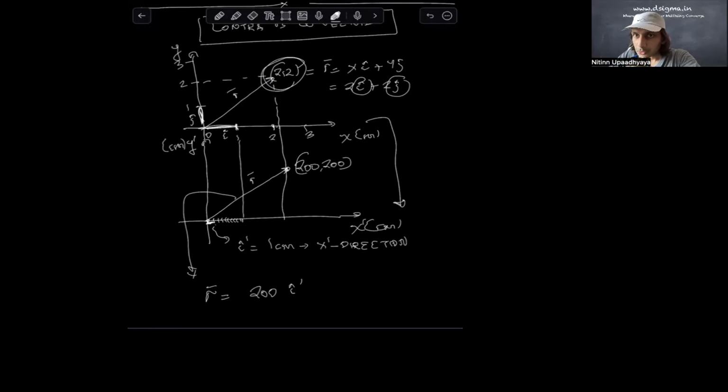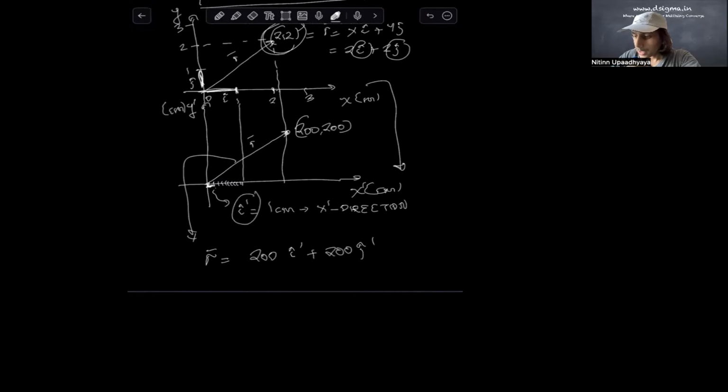That's the minimum spacing of a ruler that we have, 1 centimeter. So I can write the same position vector as 200 i prime plus 200 j prime. Now notice how i prime and the original unit vector i are related to each other. So i prime is actually the old unit vector i divided by 100. Similarly, j prime is the old unit vector along the y direction, j, divided by 100.